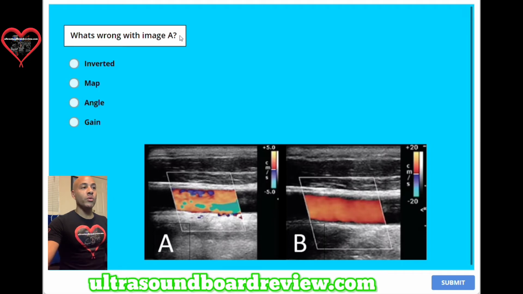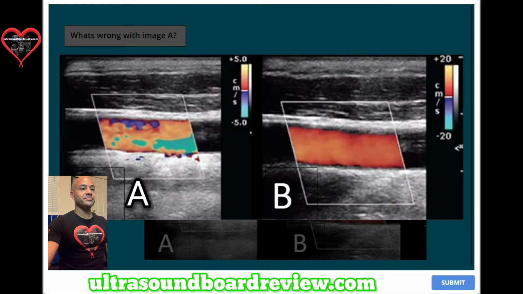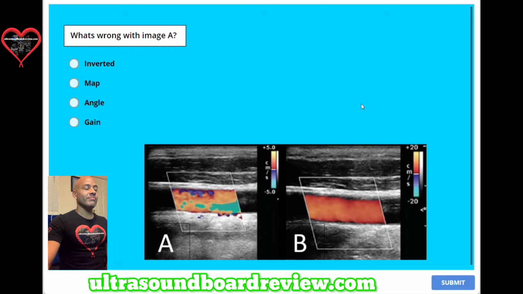Question number 14. What's wrong with image A? A, inverted, B, map, C, angle, or D, gain? The answer is B, map.